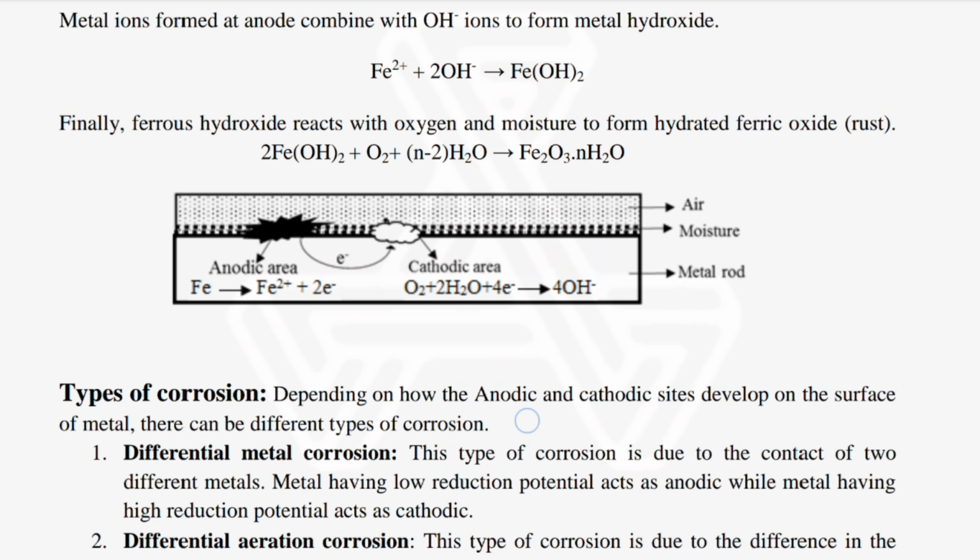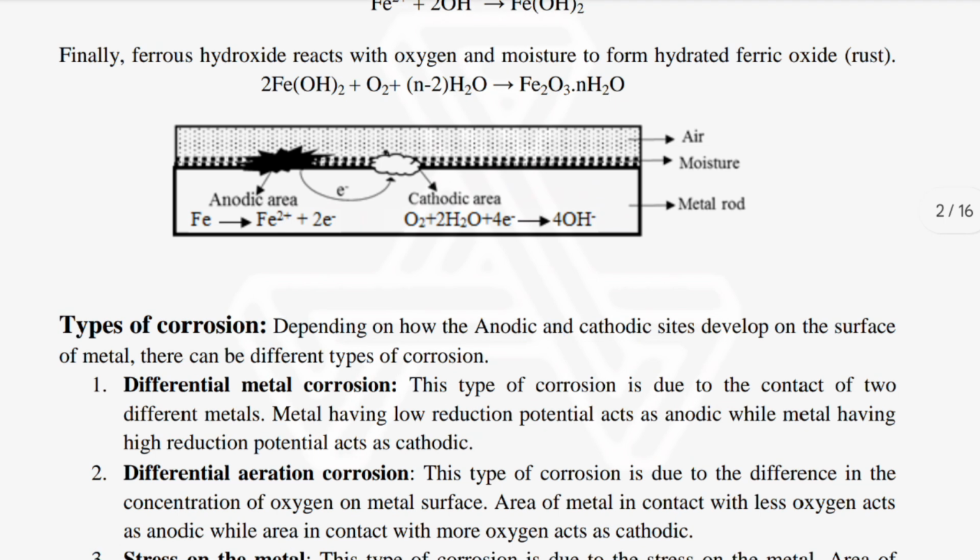Finally, ferrous hydroxide reacts with oxygen and moisture to form hydrated ferric oxide, rust. 2Fe(OH)2 + 1/2 O2 + (n-1)H2O gives Fe2O3.nH2O.